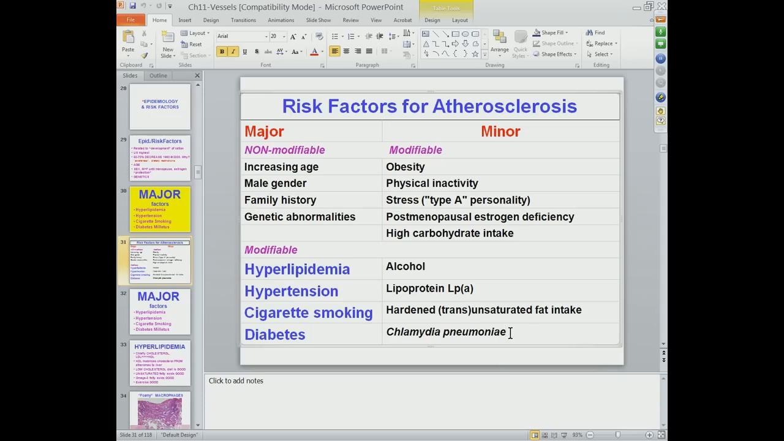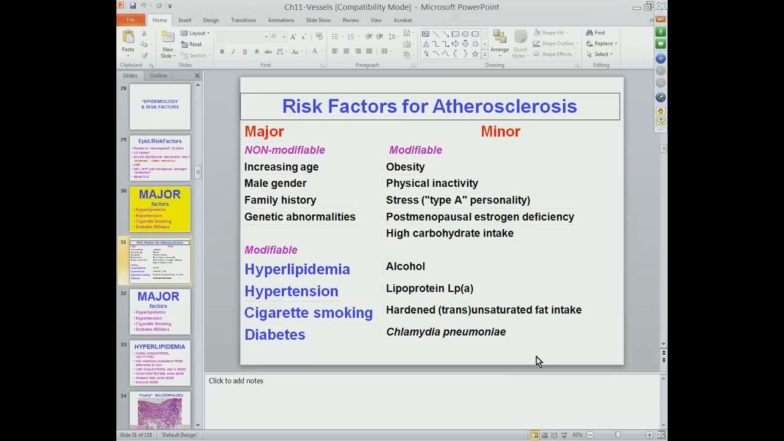Now, do you want to know what the big virus is? I guess I could make you guess, but I'm too lazy to pop that up. CMV is also something that has a predilection towards injuring endothelium. So one bacteria, or obligate intracellular organism that's like a bacteria, and one virus.